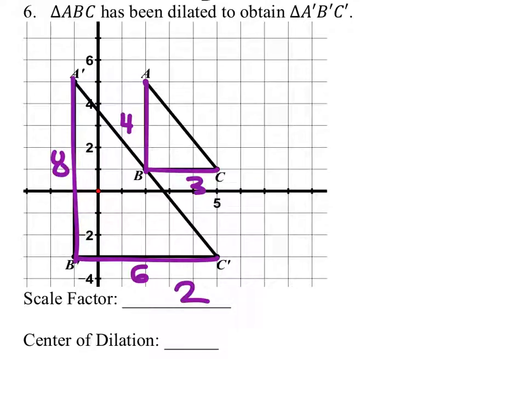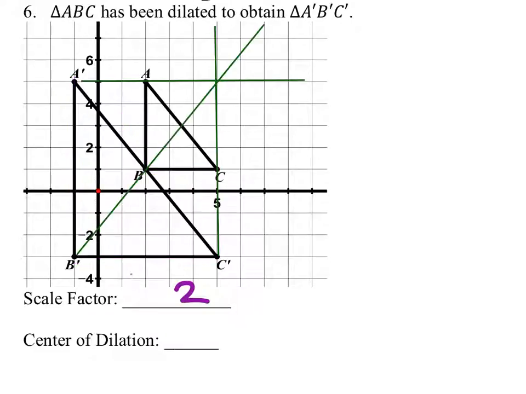With the center of dilation, let's find that. All right, so I've connected all the image vertices with the pre-image vertices. And yeah, we can see that goes pretty clearly through this point, which is at 5, 5.